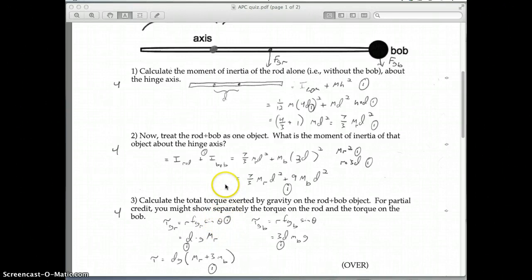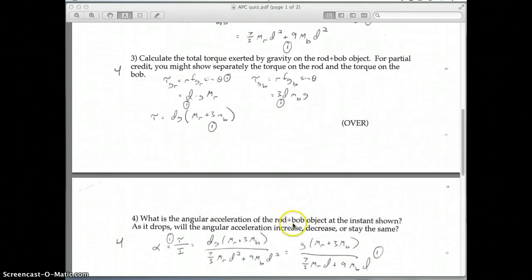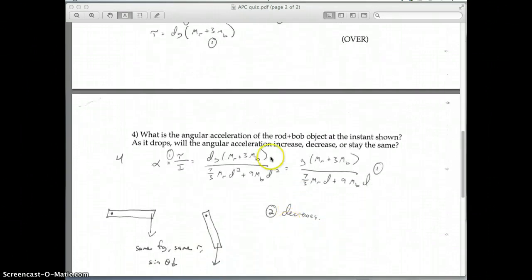Okay, now the torque by gravity on the bob, you can say that the distance from the axis to the bob is 3d, and the gravitational force on the bob is the weight of the bob, that's m_b g. And so the torque on the bob is 3d m_b g. You add them together to get the total torque of the object. This question asks, what's the angular acceleration of the rod plus bob object at the instant shown? And as it drops, will the angular acceleration increase, decrease, or stay the same? The angular acceleration comes from the torque divided by the moment of inertia of the object. So the answer to number 3 divided by the answer to number 2.